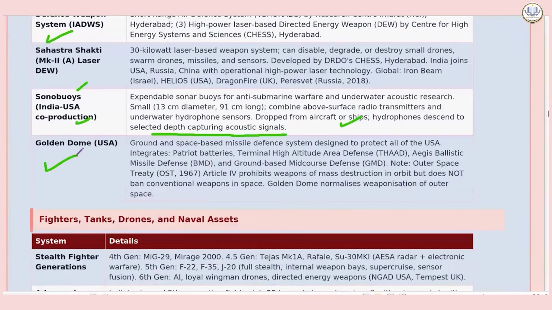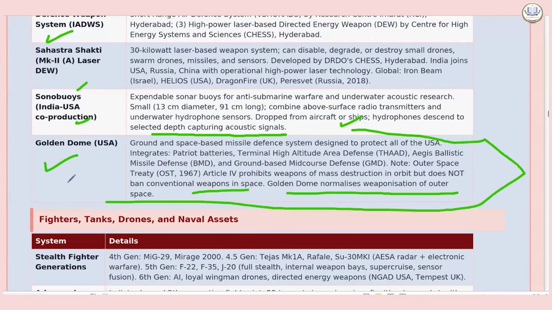So we have the Golden Dome of USA, a ground and space-based missile defense system designated to protect all of the USA. It integrates Patriot batteries, Terminal High Altitude Area Defense, the Aegis Ballistic Missile Defense System, and Ground-based Midcourse Defense. The Outer Space Treaty of 1967, Article 4, prohibits weapons of mass destruction in orbit, but does not ban conventional weapons in space. Golden Dome normalizes the weaponization of outer space, and this is something of grave concern.